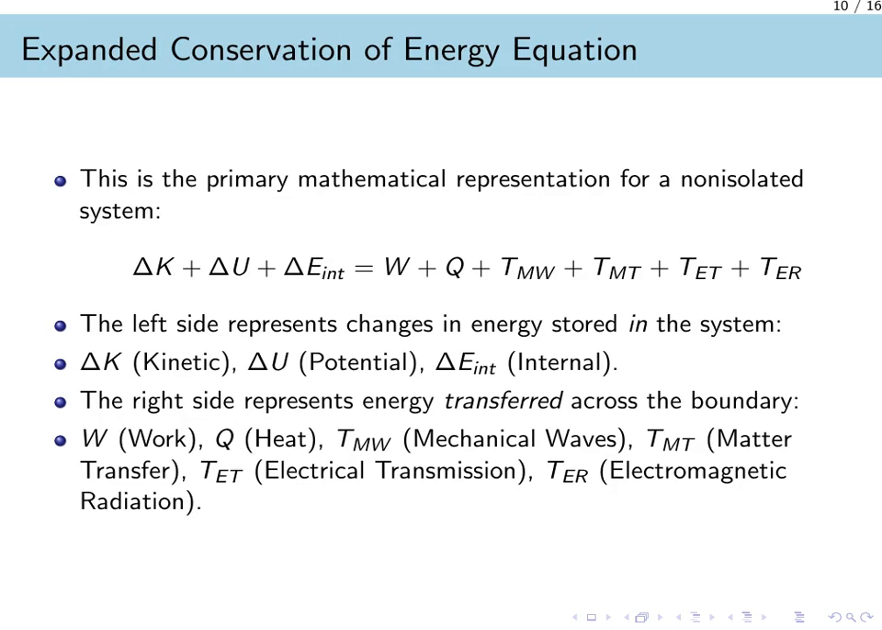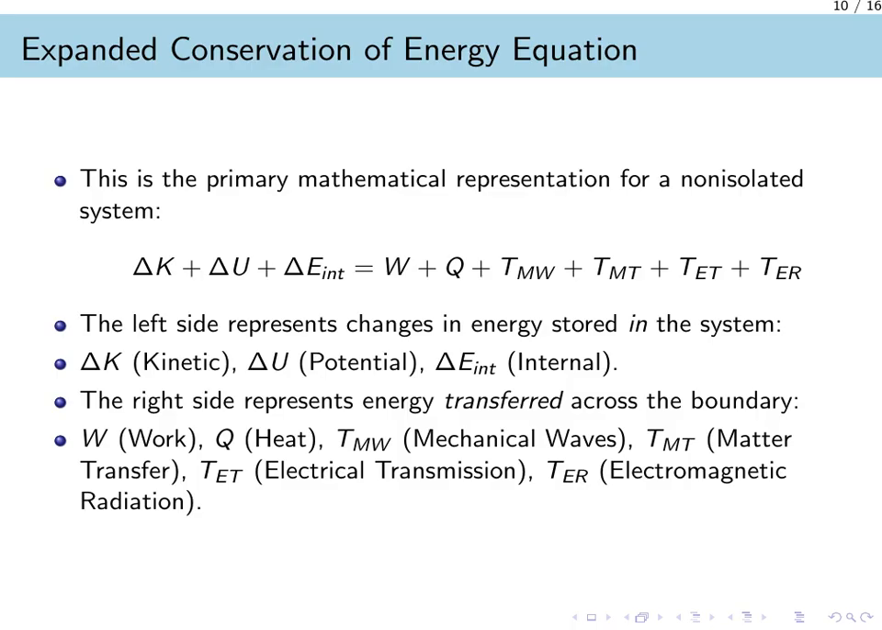This slide shows the fully expanded version of the conservation of energy equation, which serves as our primary tool for analyzing non-isolated systems. We take our simple equation, delta E subsystem equals the sum of T, and break each side into its specific components. The left side represents the change in energy stored in the system. This is expanded into delta K for changes in kinetic energy, delta U for changes in potential energy, and delta E sub int for changes in internal energy.